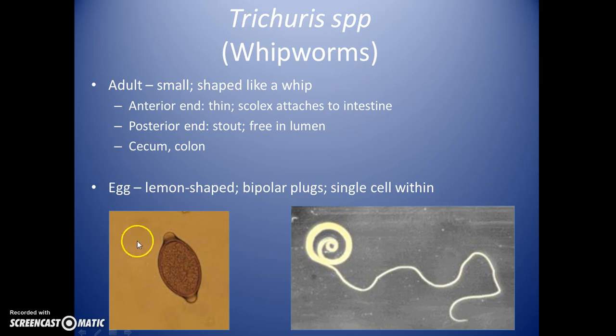The eggs are lemon-shaped, and they have what we call bipolar plugs. Bipolar means at each end of the egg there are these protruding plugs, and they make it very easy to identify this egg. And of course there is a single cell within the egg.